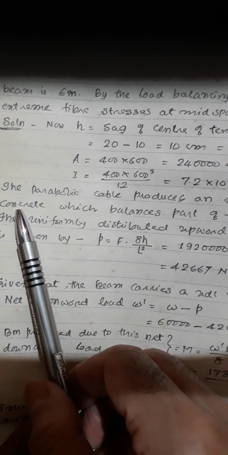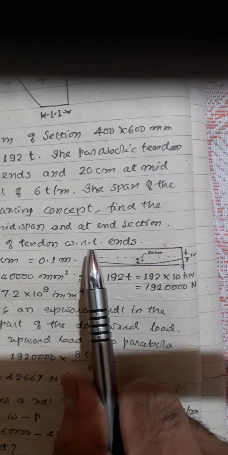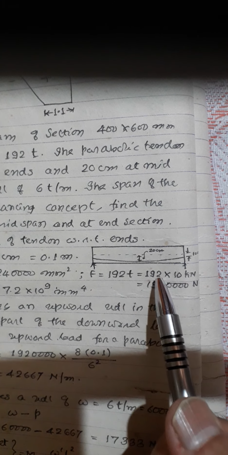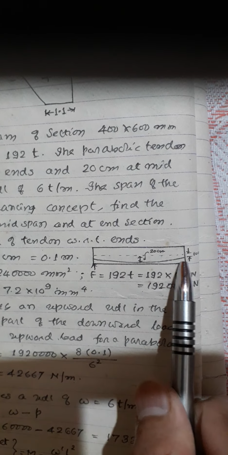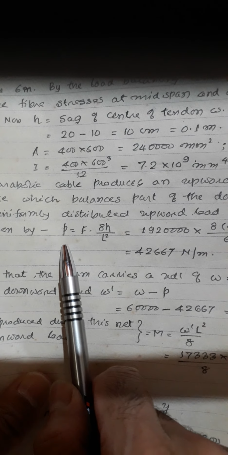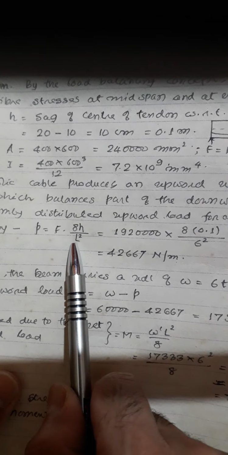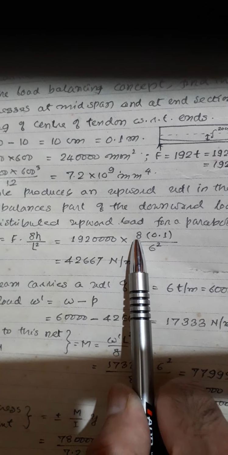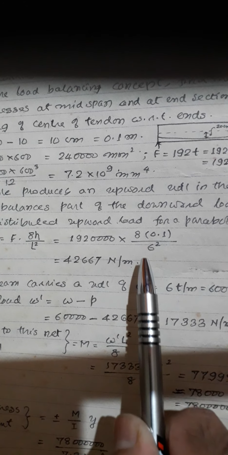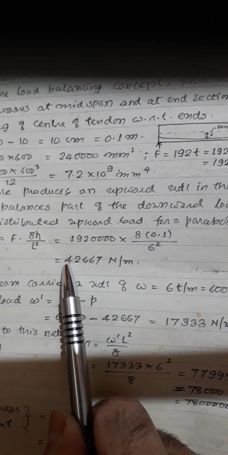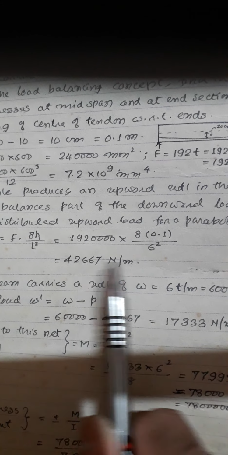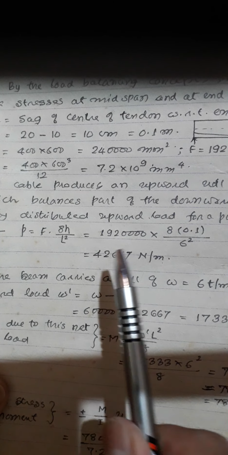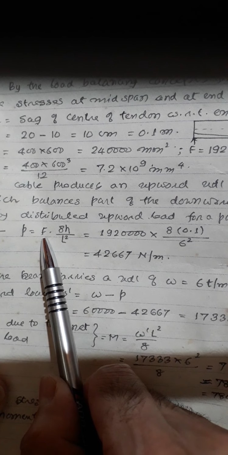But what happens is, since the cable is laid parabolically, this parabolic cable produces an upward thrust in the form of UDL. So we'll try to calculate that P. P is given by F into 8H by L square, or 8FH by L square. So F I know, 8 I know, H the sag is 0.1 and the span is 6. So it will give me 42667 Newton per meter. This is the upward thrust developed in the beam because of the application of this pre-stress F.